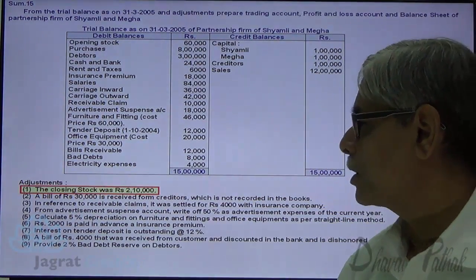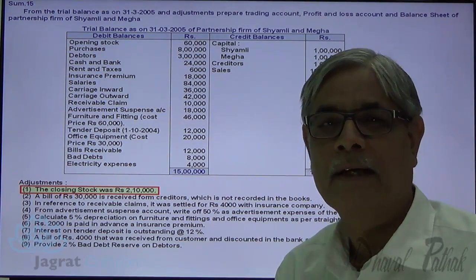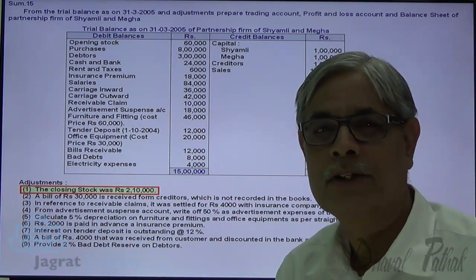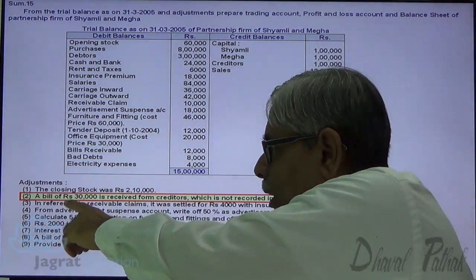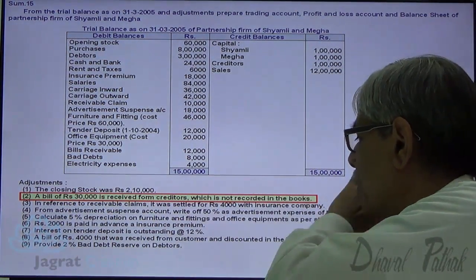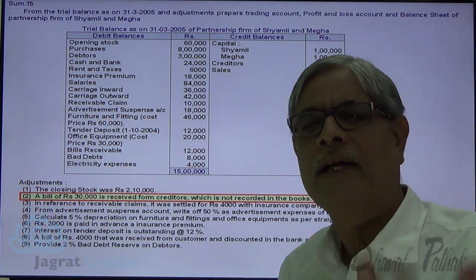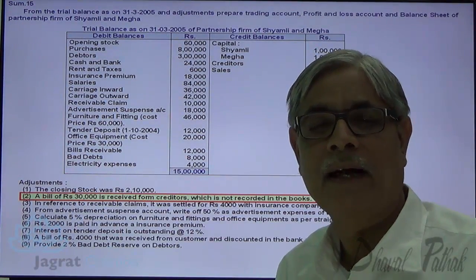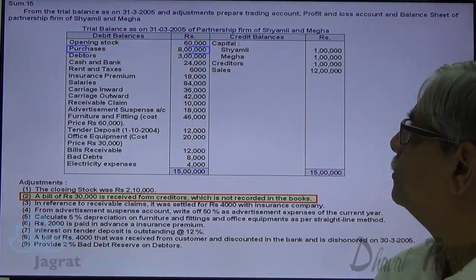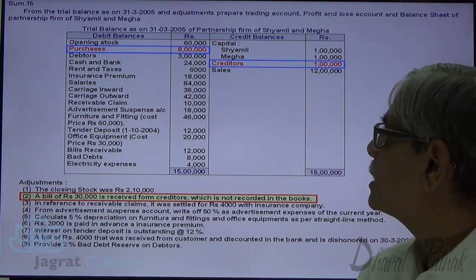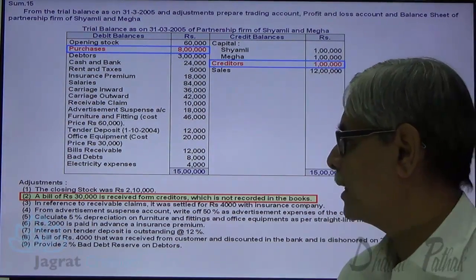Now, first adjustment, closing stock. Two effects. One, trading account credit side. Second, balance sheet asset side. Next, bill of 30,000 received from creditor which is not recorded in the books. So bill received from creditor is entered in the purchase book, not entered in purchase book. So purchases are unrecorded. We are required to record it. So what's the effect? Add to purchases and add to creditors. So these unrecorded purchases will be added to purchases and will be added to creditors.